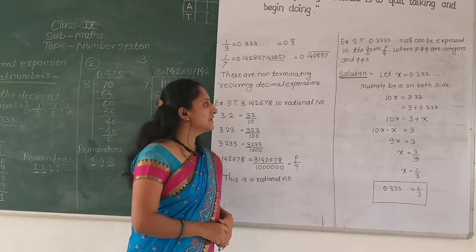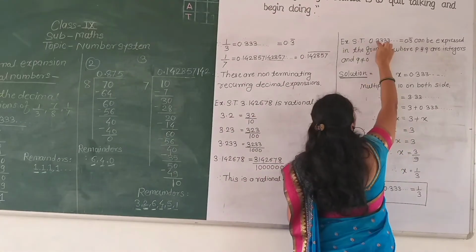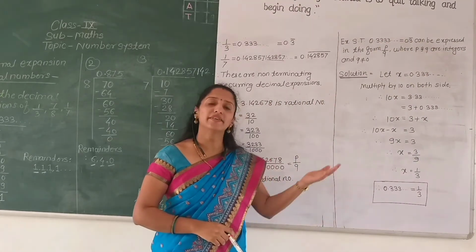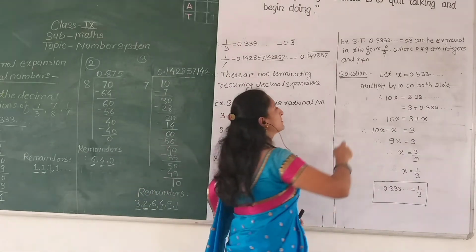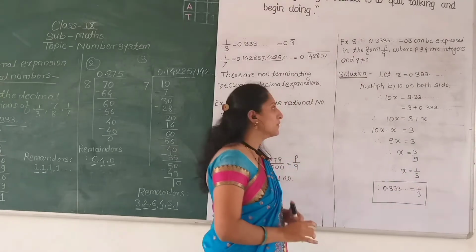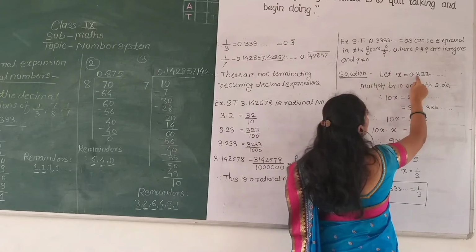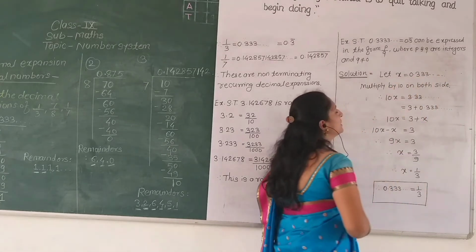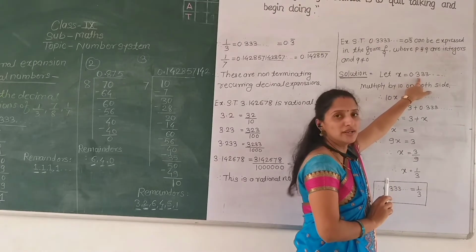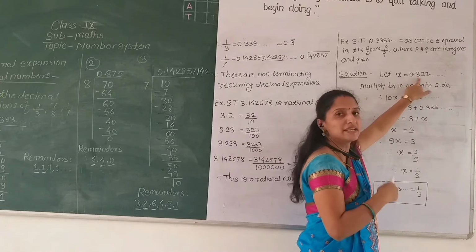Okay, so let us see how to solve this example. Now we don't know about this number 0.33333. This is non-terminating and recurring. Okay, so let us call this number x. So x is equal to 0.3333. Now here only one digit is repeated. This is very important. Look at the board here. Only one number, 3, is repeated.